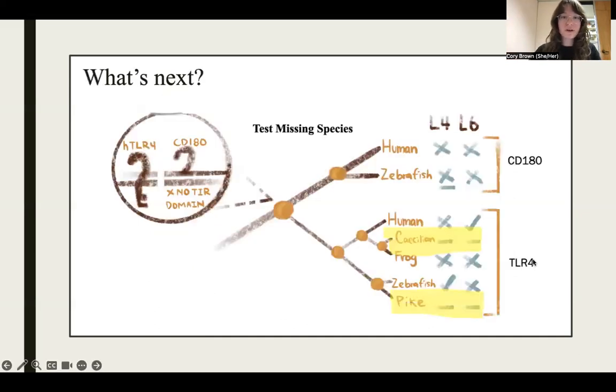So going forward, I have a couple things that I've been working on in lab, getting the mutagenesis to work. I have the caecilians, which are like kind of an amphibian, but not quite. And so they might be able to tell us about that ancestor between humans and amphibians, even though frog has not shown any signal. In addition, pike may be able to tell us about the other duplicates of the zebrafish TLR4 that we couldn't get a significant enough signal from.